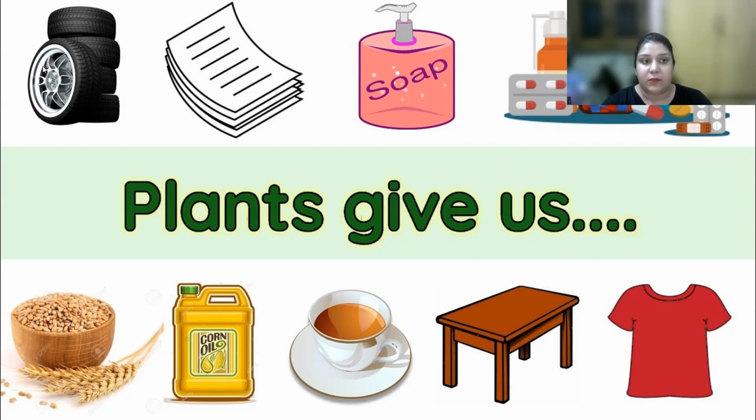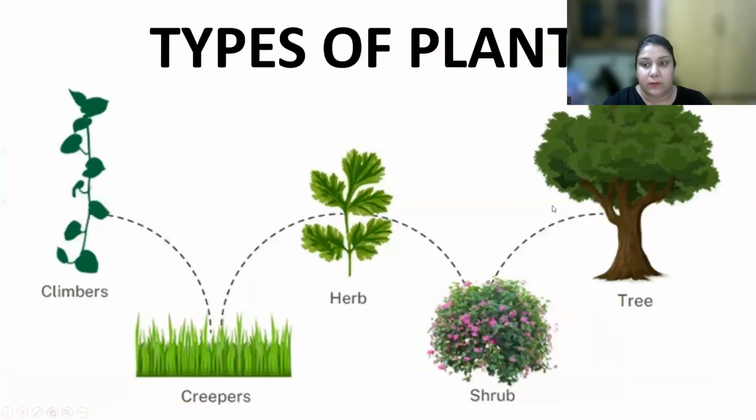For example, they give us rubber that is very much required for tires and tubes. Then they give us paper, soap, medicines, crops. We eat a lot of crops, millets, we all get them from plants. And obviously we get most of the oils from plants only, then tea and coffee, and then yes, wood, and most of the clothes also we get from plants. So let's get to the next thing.